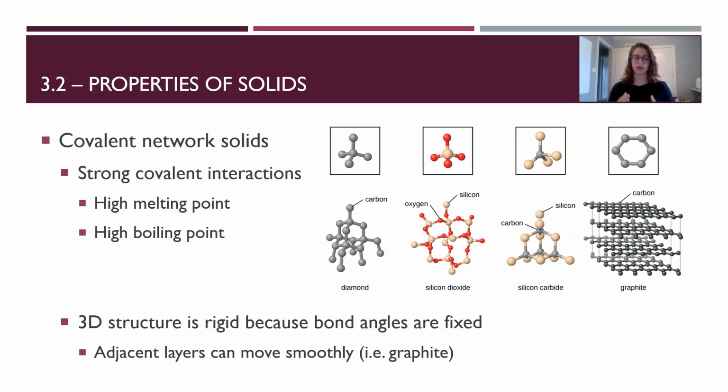3D structure is very rigid because those bond angles are fixed. Okay, so it's hard for the different parts of the molecules to move because when we talk about bond angles and we think about VSEPR theory, those angles are going to be fixed because there's not going to be any other way for them to orient themselves. However, in substances like graphite, which is layers of carbon atoms, the adjacent layers can move smoothly because there's not going to be any bonds or any interaction between them. So because they form those smooth layers, they peel off very easily, and that's how graphite in our pencils works.